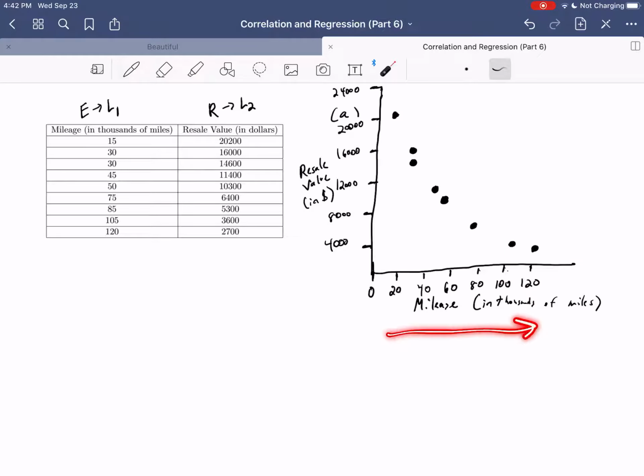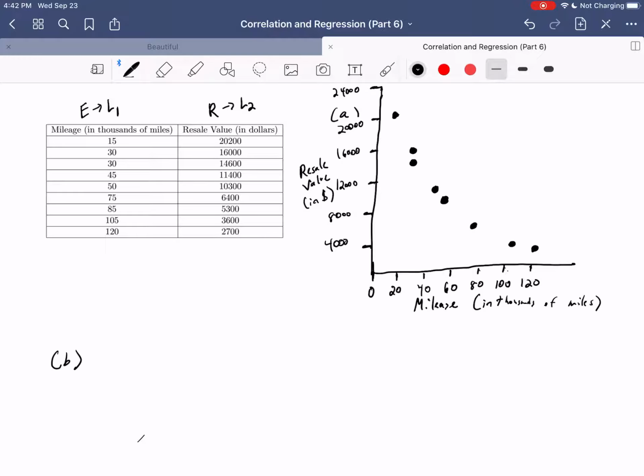As the mileage goes up, we see the resale value going down, which should make sense. The more mileage a vehicle has, the less value it's going to have. Okay, so let's go ahead and get that correlation coefficient. So we'll do this part B here. We need to get the correlation coefficient, so now it's time to put that data into our calculator. If you have anything in L1 or L2, you can clear that out.